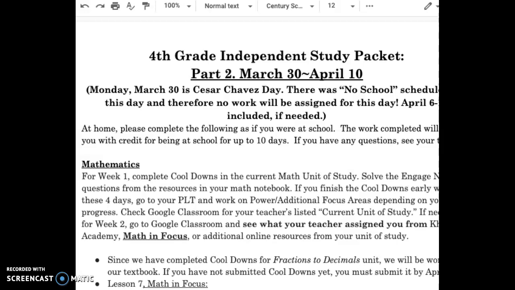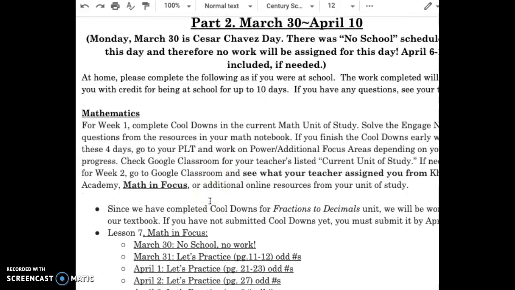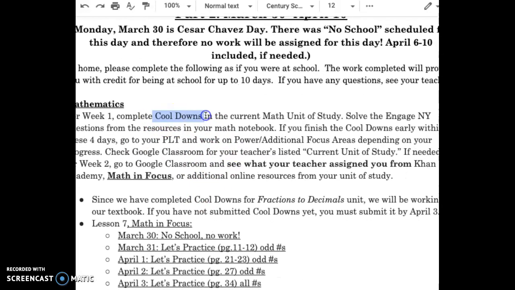Okay, this week's work. Let me give you a guideline in order for you to be successful. Math. Since we have finished the cool downs of the current PLP unit of study, fractions to decimals, we are solving problems using Math in Focus Textbook B. However, I'm concerned that some of you have not submitted cool downs yet. We already did cool downs together, but if you missed out on that Google Meet or still found it difficult to do, please meet me during my office hours from 1 to 2 via Google Meet. I can help you one-on-one. Don't forget to use the same Google Meet link.